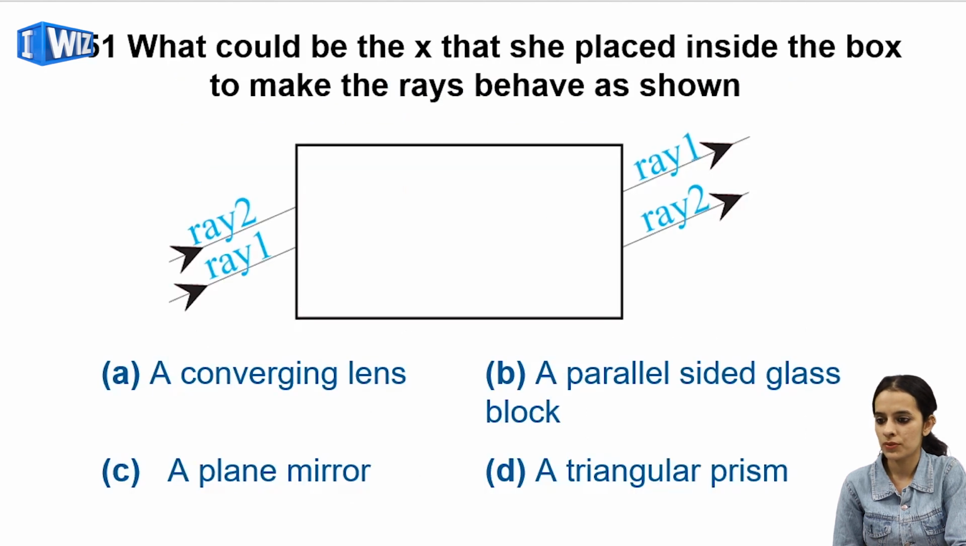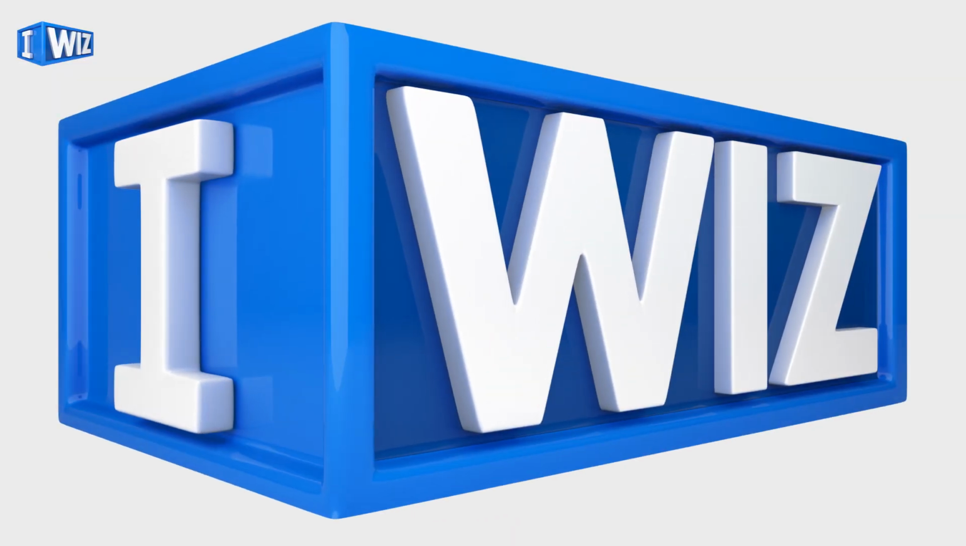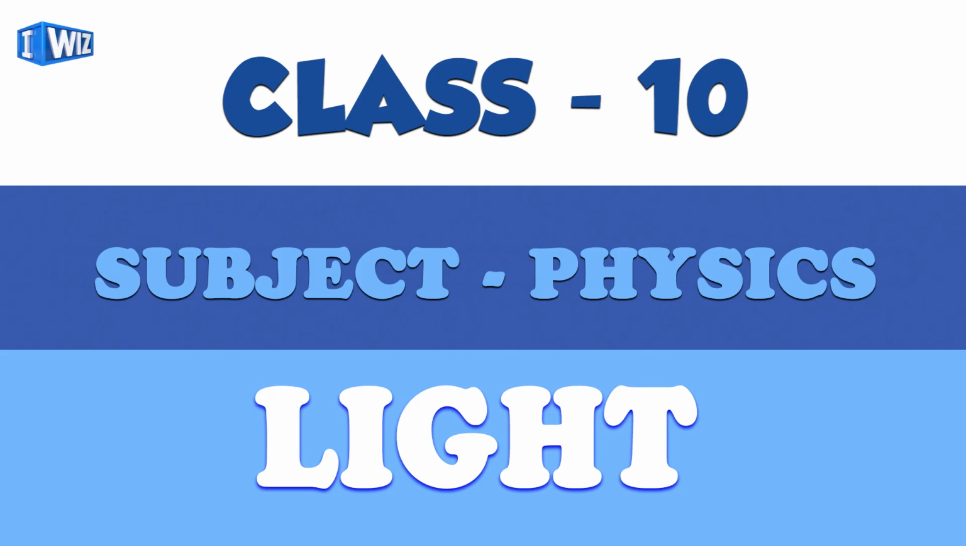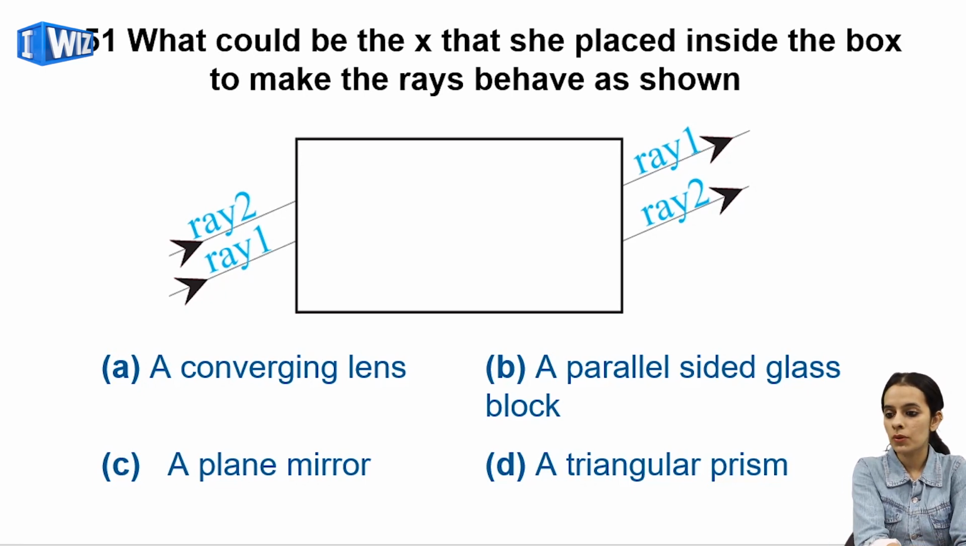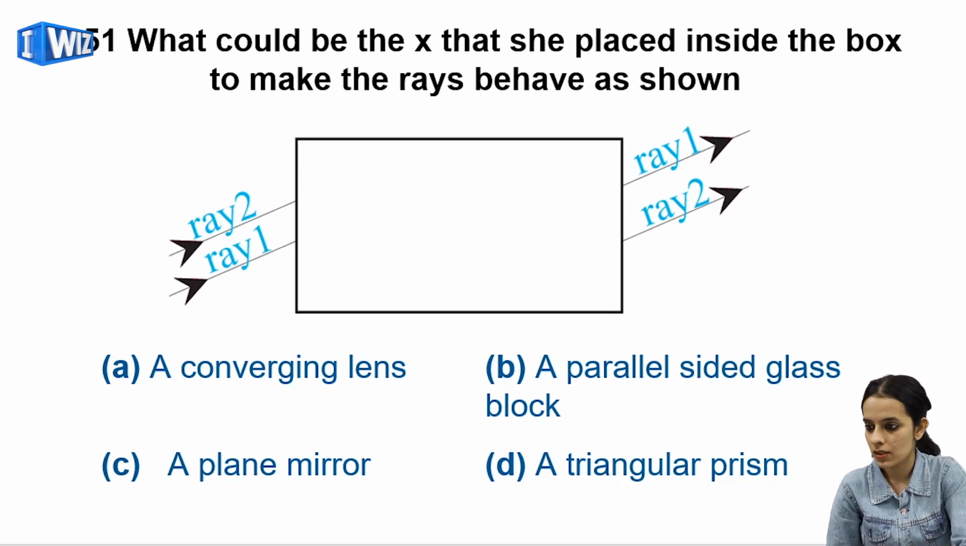So let's start from the first question. What could be the light that she placed inside the box to make the rays behave as shown? You have to tell what could be the x here. This one is x. As you can see, rays of light when they strike on this surface go in the same way, right? So you have to answer which is the correct option.